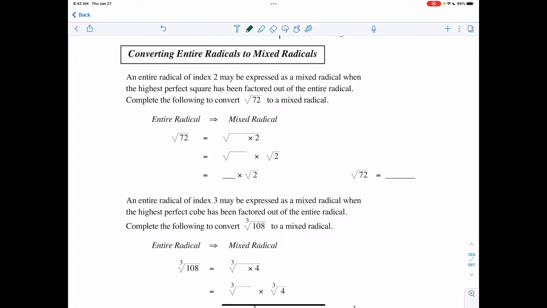So if we factor out the perfect squares, then I could say, well, the square root of 72 is divisible by 4, which is a perfect square. It's divisible by 9, which is a perfect square. Or it's divisible by an even bigger one, which is 36. And I would split it into 36 and 2. And the square root of 36 is going to be 6. So I can say that that's going to be 6 root 2.